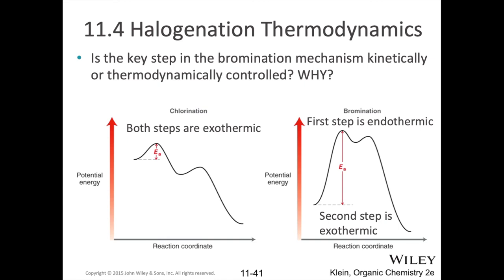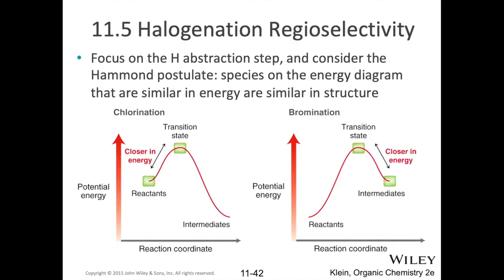So even though you get less of it, you're not going to get that much less of it. Okay? If you want to see this another way, we could use the Hammond postulate to look at this. In the case of chlorination, since your intermediate is at a relatively lower energy, you can consider your transition state looking a little bit more similar to your reactants. Whereas for a bromination, where your intermediate's at a higher energy, your transition state is going to be closer in structure to that intermediate.